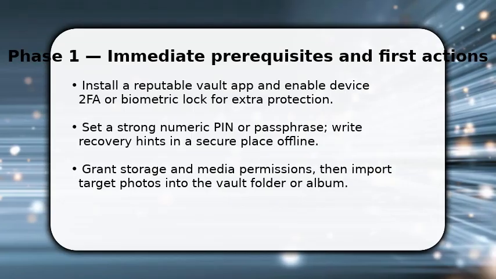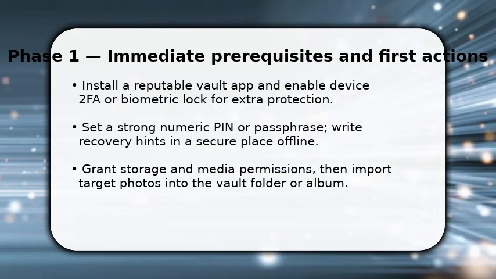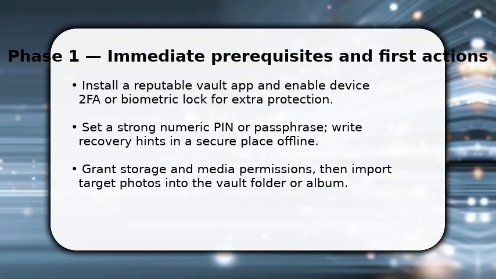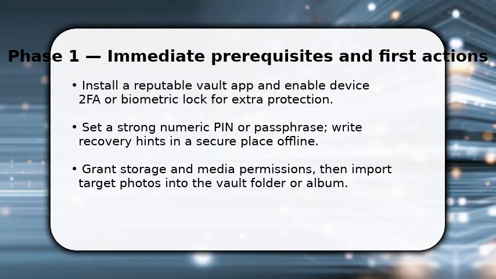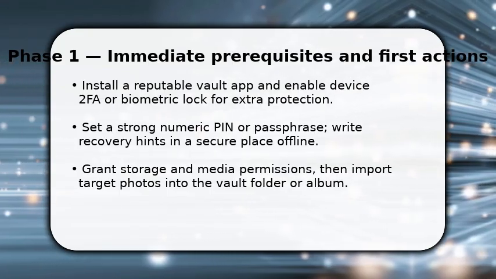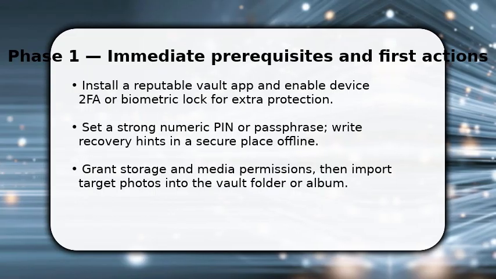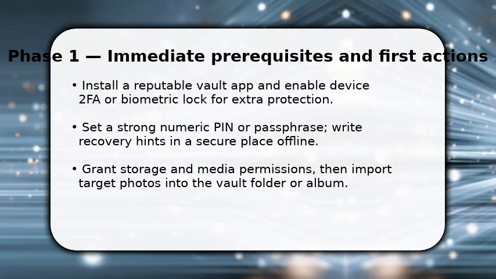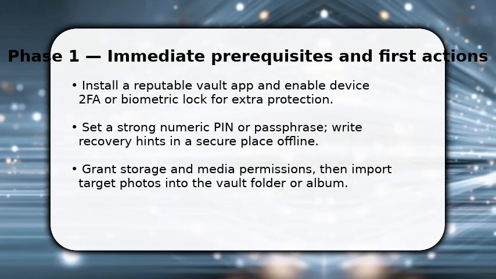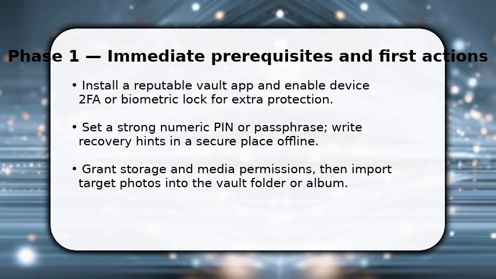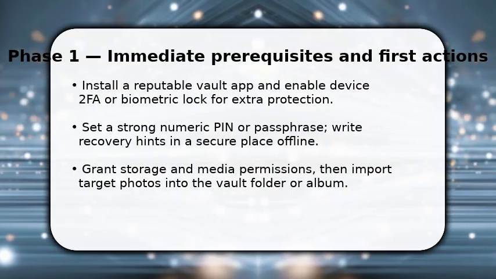You begin by securing access. Enable Device 2FA and set a strong PIN in the Vault app so unauthorized access is blocked. Once done, grant only the storage permissions the app needs and import the photos you want hidden directly into the Vault's import tool. Make sure to turn off any automatic photo backups first, because you don't want duplicates appearing in cloud folders. Finally, confirm import success by viewing one file inside the Vault.